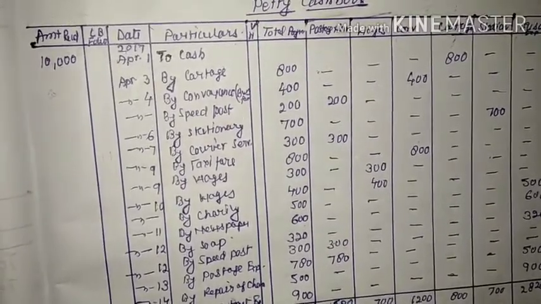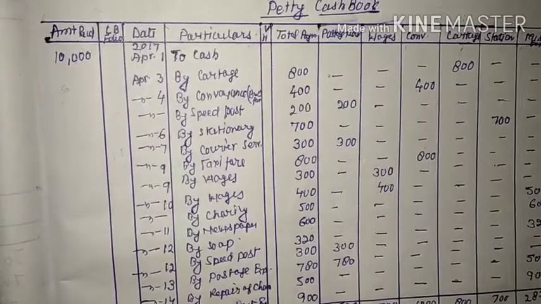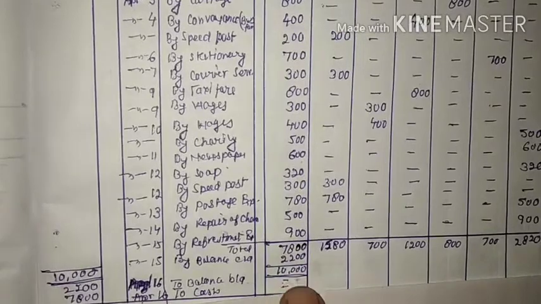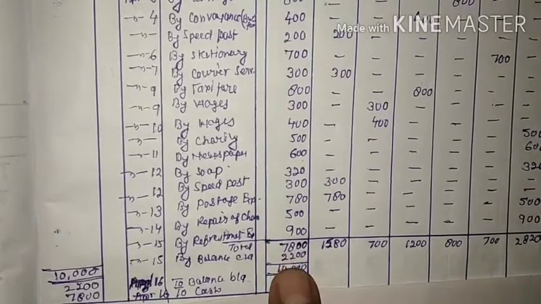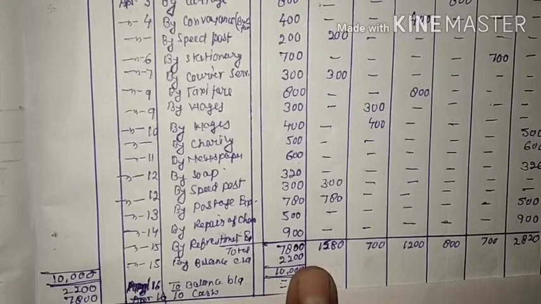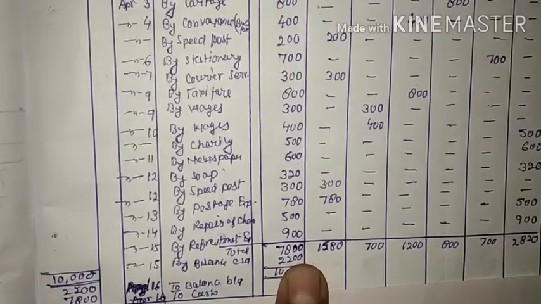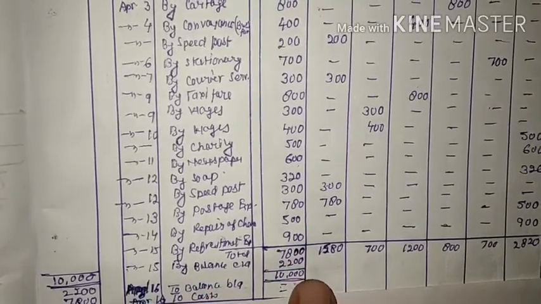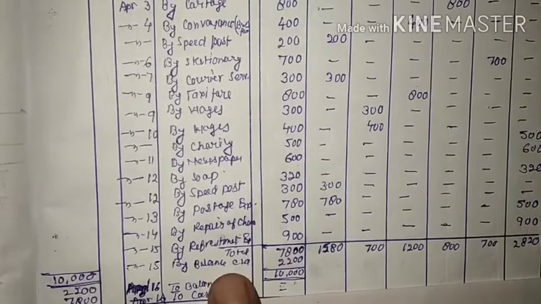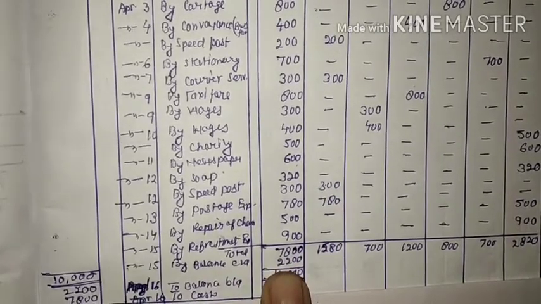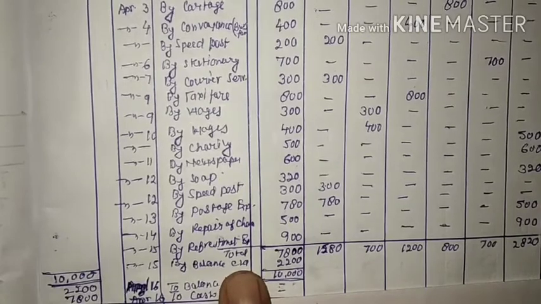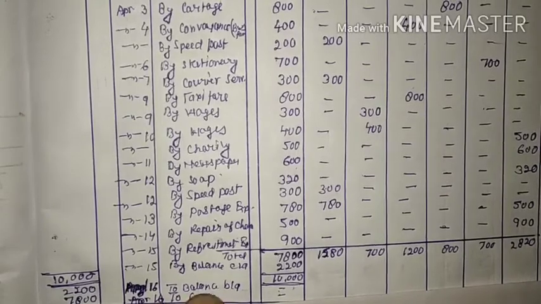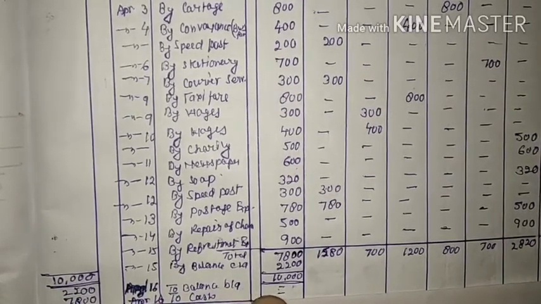Now the amount received by the petty cashier is 10,000 rupees, and he spent 7,800. So the balance on the 15th is 2,200. When we deduct 7,800 out of this 10,000, the balance remains 2,200 rupees. This is the balance with the petty cashier on the 15th. He will take this balance on the next day, the 16th. By balance carried down, this balance is brought down here on April 16th, 2,200 rupees, by balance brought down.